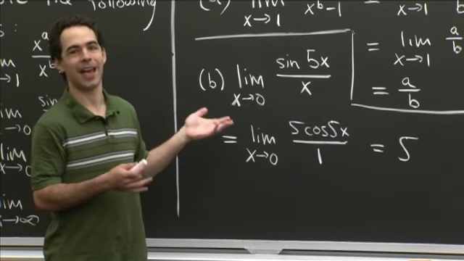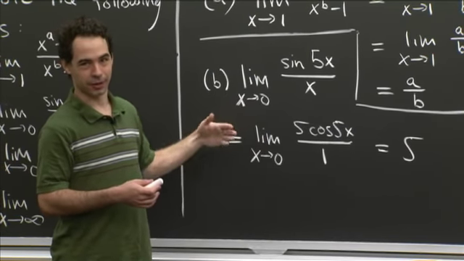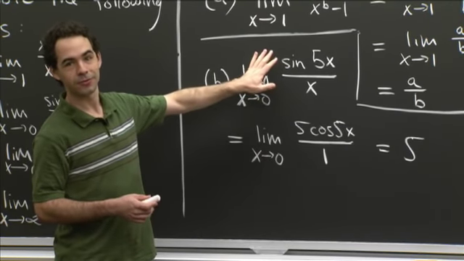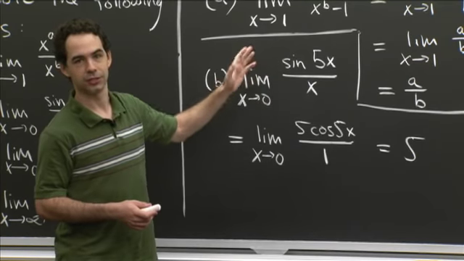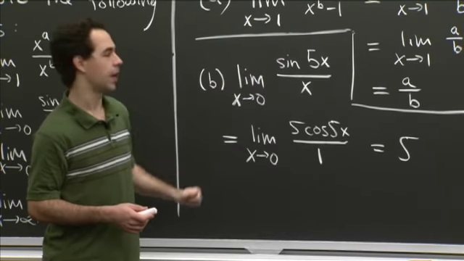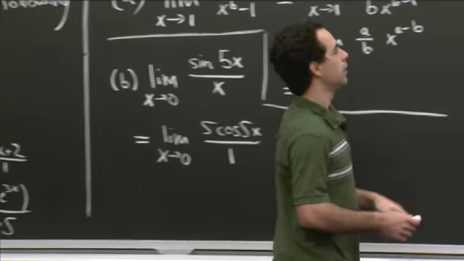So we used the fact that we already knew the derivative in order to compute it. We could also just say, by definition, this is the derivative of sine 5x at 0, which is 5 cosine of 0, which is 5. OK, so that's part B.